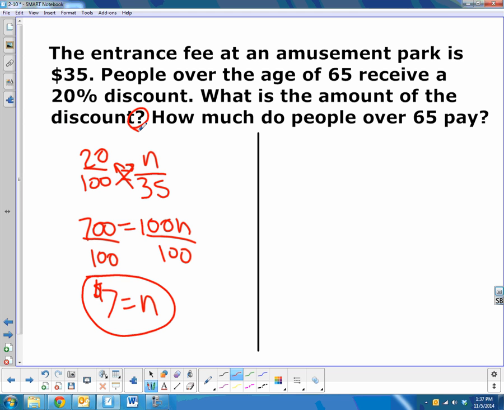2 question marks. If there's 2 question marks, we need to have 2 answers. We've got 1 answer, $7. How much do people over 65 pay? Well, if the original price was $35 and they had a discount, so it's going to be less, a discount of $7, we're going to have a $28 cost if you are over 65. And that's how we can use this idea of percent change to figure out the new cost.